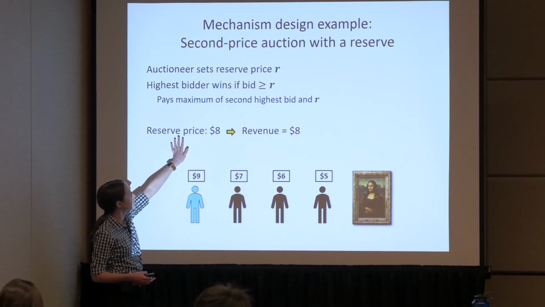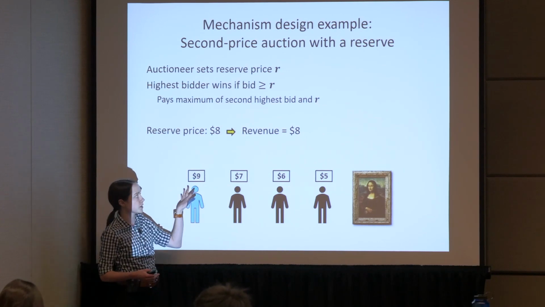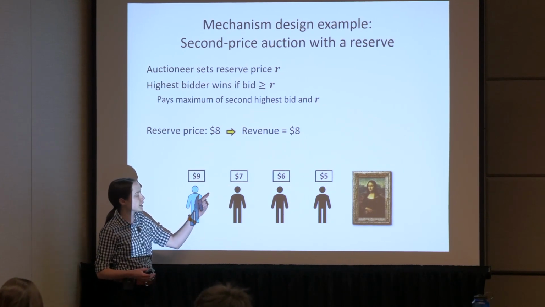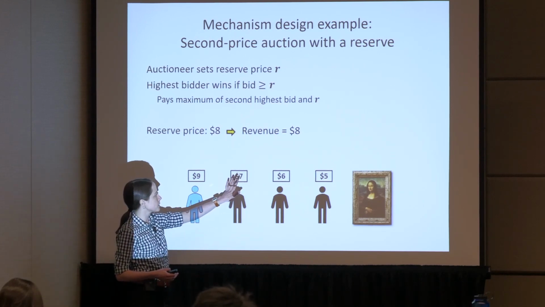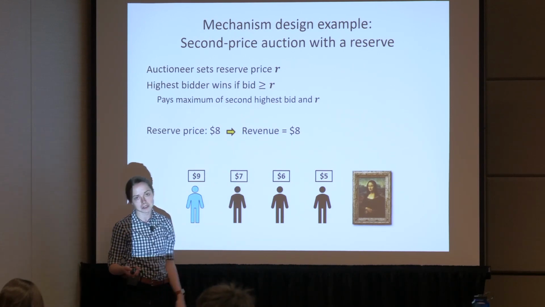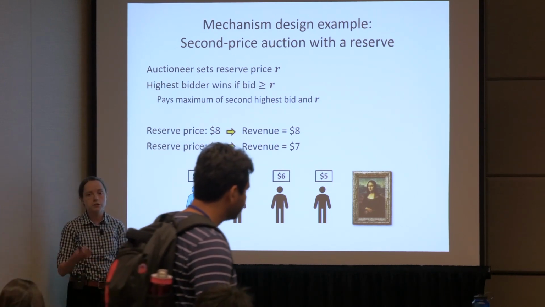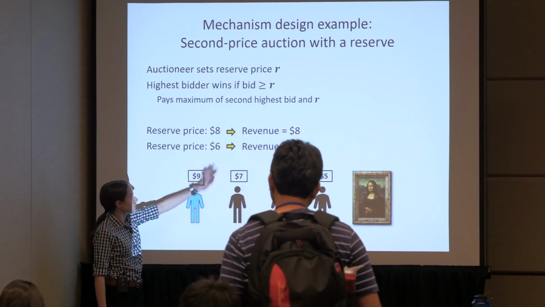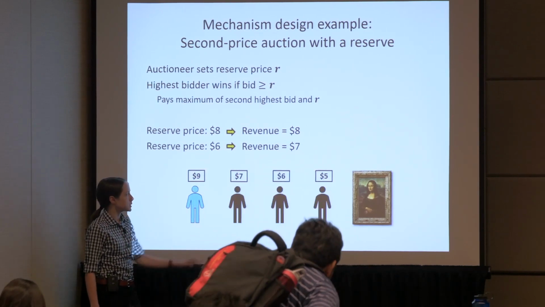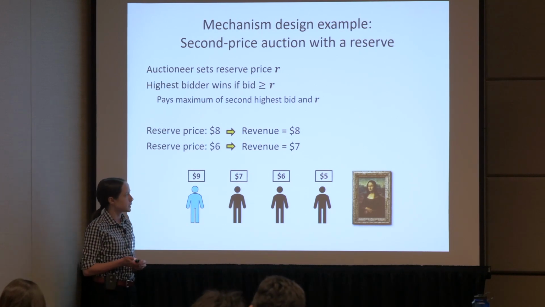So for example, if the reserve price is $8, he is going to win because his bid is above the reserve, and he's going to end up paying the maximum of the second highest bid and the reserve. That's the maximum of $7 and $8, so it's going to be $8. But if we set the reserve too low, then we're going to revert back to the second price auction. So if we set the reserve price to $6, for example, we're still going to get revenue of $7, because that's the maximum of the second highest bid and the reserve.